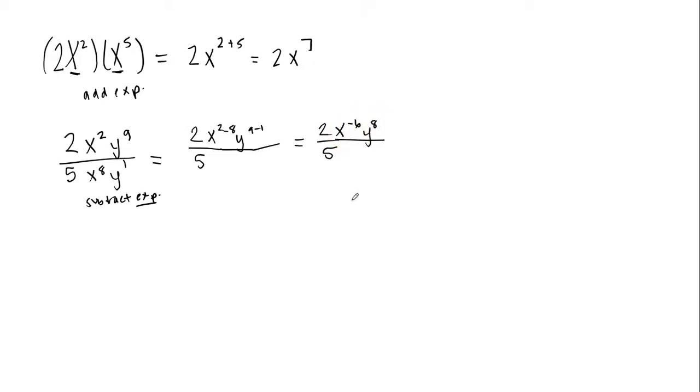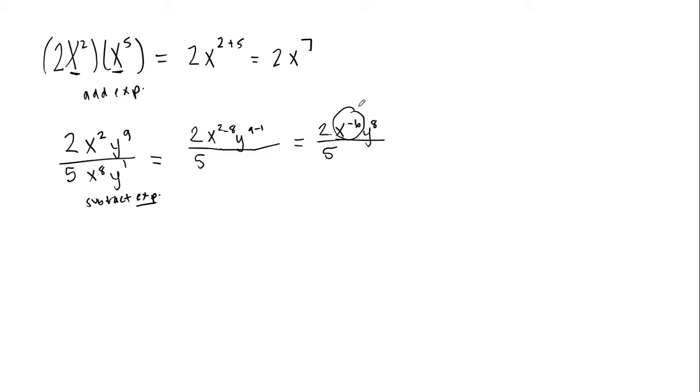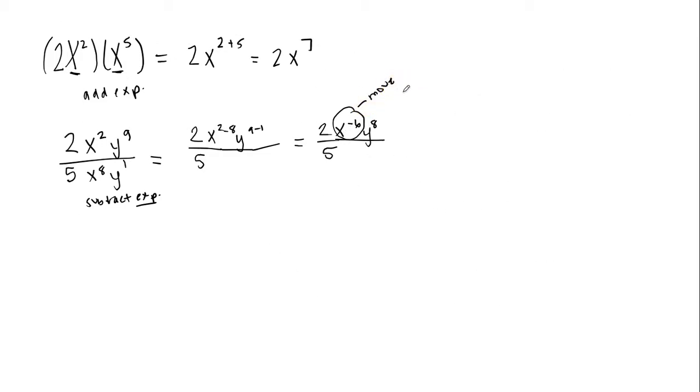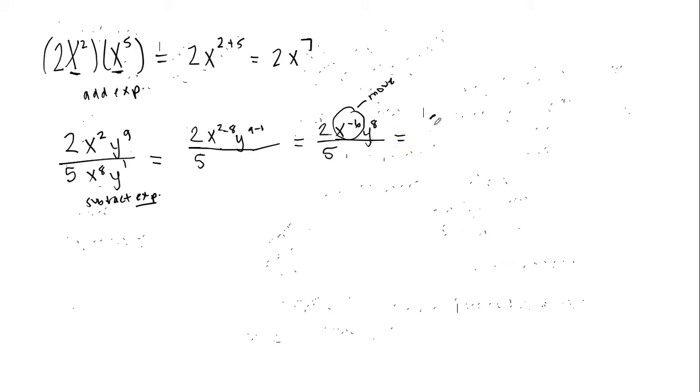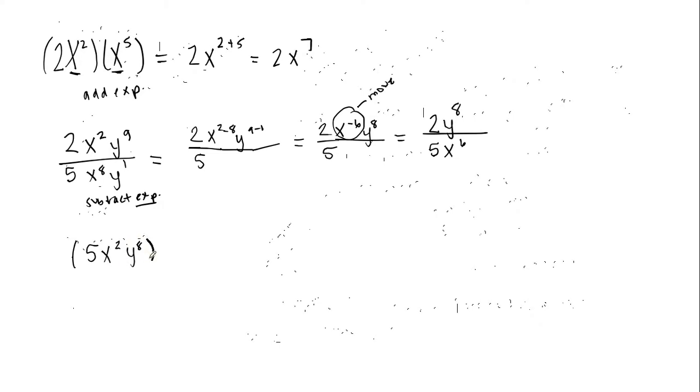Is that all the way simplified? No, because I have this negative exponent. So let me go ahead and put that rule in there too. Because I have a negative exponent, I need to move just this to the bottom, or vice versa, if it was on the bottom, to the top. So that would give me 2y to the power of 8 over 5x to the power of 6. Just remember that anything raised to the power of 0 equals 1.